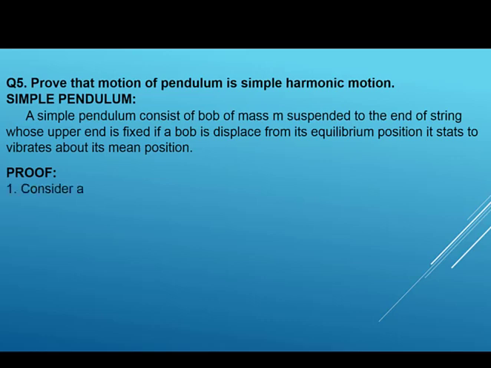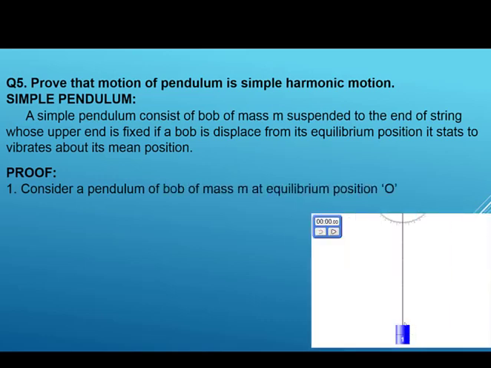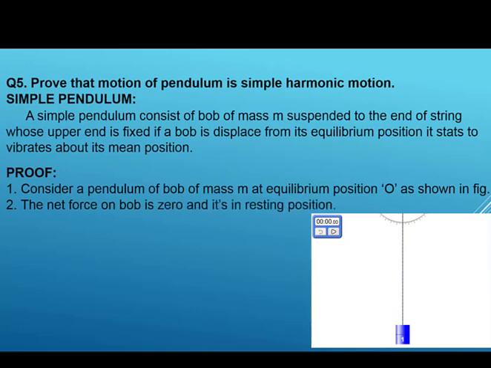Number one, consider a pendulum with a bob of mass m at equilibrium position O as shown in the figure. The net force on the bob is 0 and it is in a resting position. As you know, the tension in the string and the weight of the object, the weight of mass m, cancel each other out, and therefore there will be no motion along the string or in any direction. It will be in a state of rest.